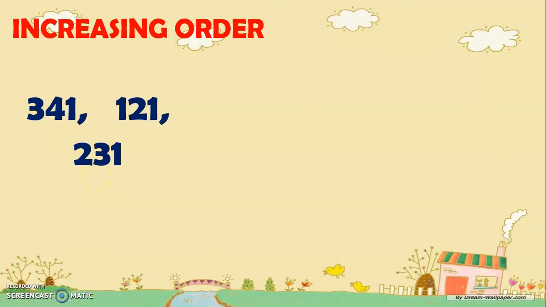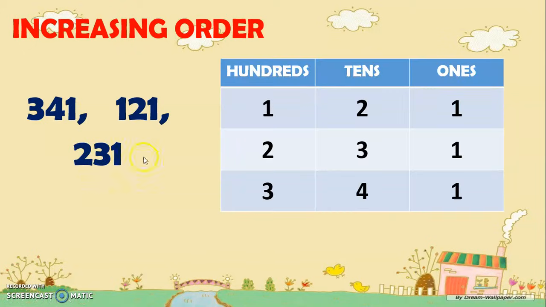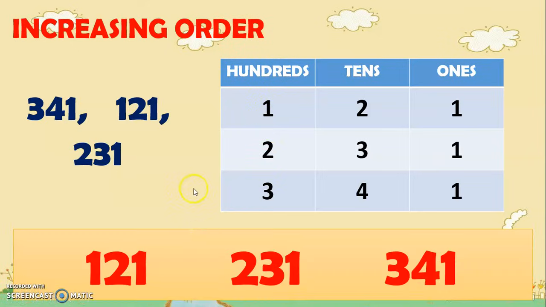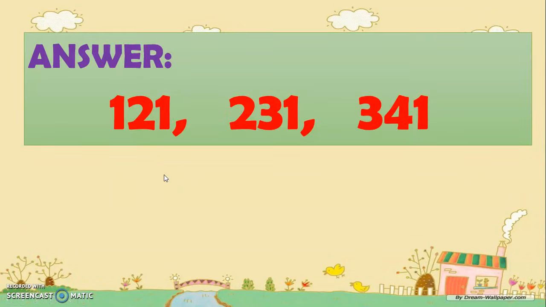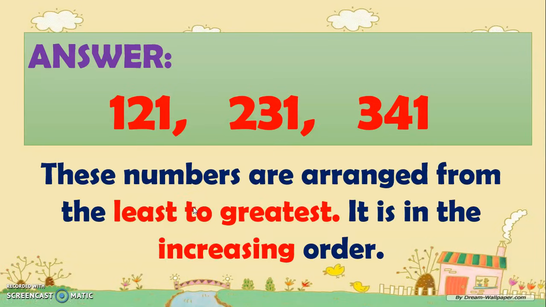And again, we may use the place value chart to compare the numbers. So here, as we can see, in the hundreds, the numbers are arranged this way. We have here 1, 2, and 3. And then, we can now see that 121 is less than 231 and 231 is less than 341. That's why the answer is 121, 231, and 341. And these numbers are arranged from the least to greatest. It is in the increasing order.